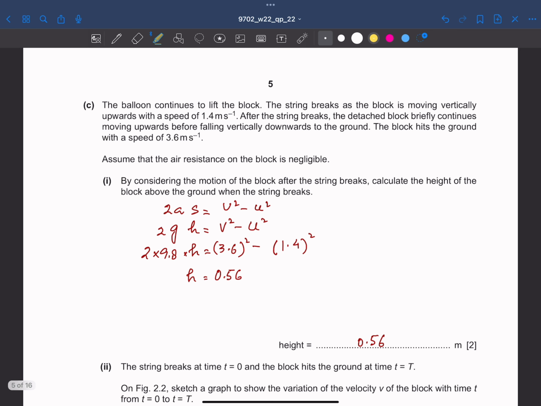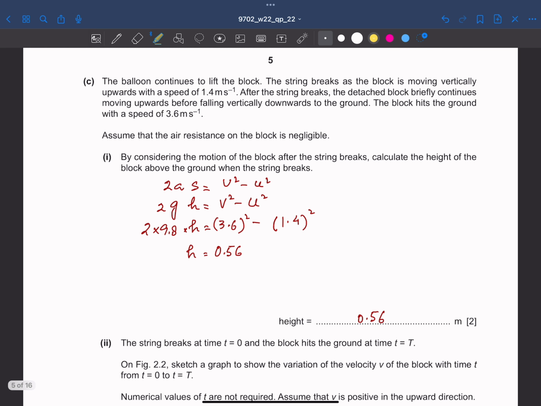Then in part C, the balloon continues to lift the block. The string breaks as the block is moving vertically upwards with a speed of 1.14. So here you have the speed 1.14. After the string breaks, the detached block briefly continues moving upwards before falling vertically downwards to the ground. The block hits the ground with the speed of 3.6 meter per second. Assume that the air resistance on the block is negligible.